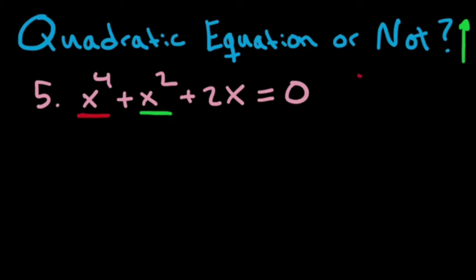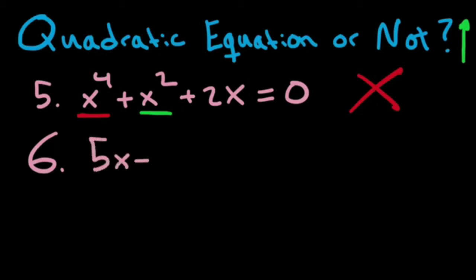So this is actually not a quadratic equation. Let's do, I think this is the last example here. Example 6. Let's say we have an equation that looks like this: 5x minus 5 is equal to 0. So is this one a quadratic equation or not?